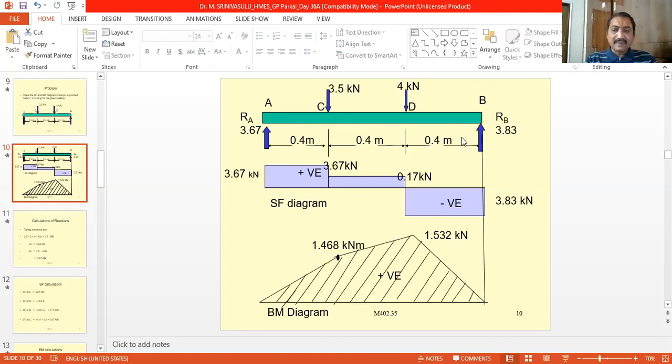So the algebraic sum of the vertical forces must be equal to 0. That is RA plus RB, because they are acting upwards, minus 3.5 minus 4, because they are acting downwards and therefore negative. So RA plus RB is equal to 3.5 plus 4, that is 7.5. So RA plus RB must be equal to 7.5. That is the first equation.